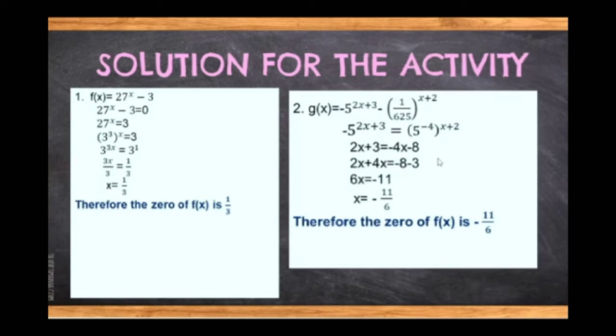2x plus 4x is equal to negative 8 minus 3, because of transposing the 4x and negative 8. So, 2x plus 4x is equal to 6x. Then, negative 8 minus 3 is equal to negative 11. So, x is equal to negative 11 over 6. Therefore, the zero of g of x is negative 11 over 6.